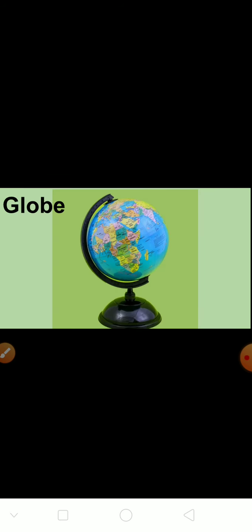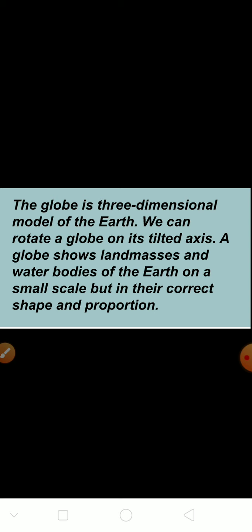See here, the globe. You know, students, about the globe. The globe is a three-dimensional model of the earth. We can rotate a globe on its tilted axis. A globe shows land masses and water bodies of the earth on a small scale but in their correct shape and proportion.